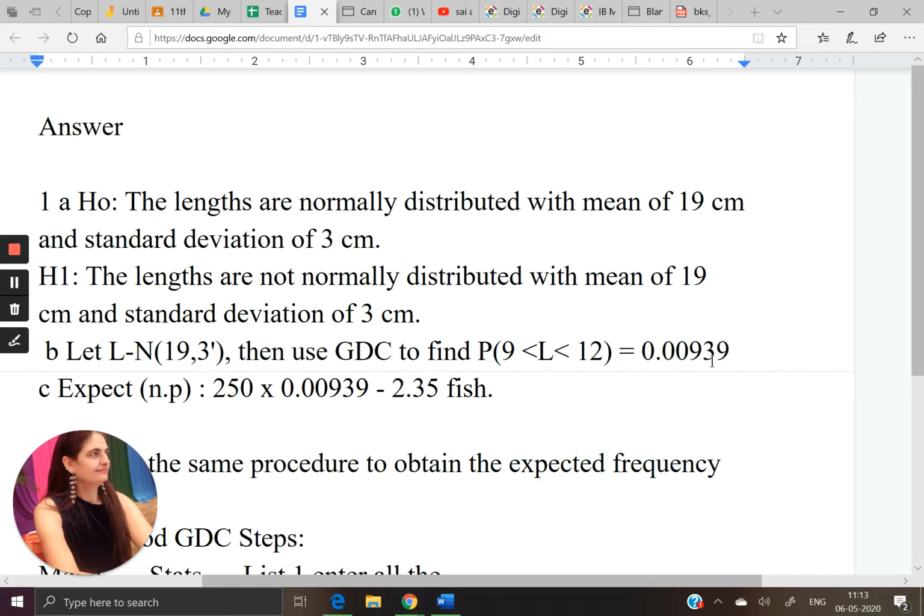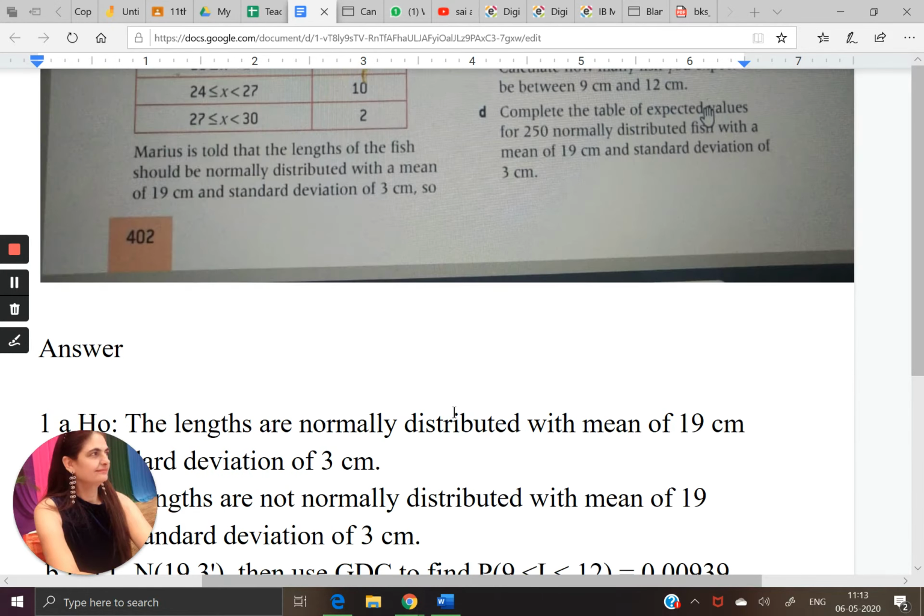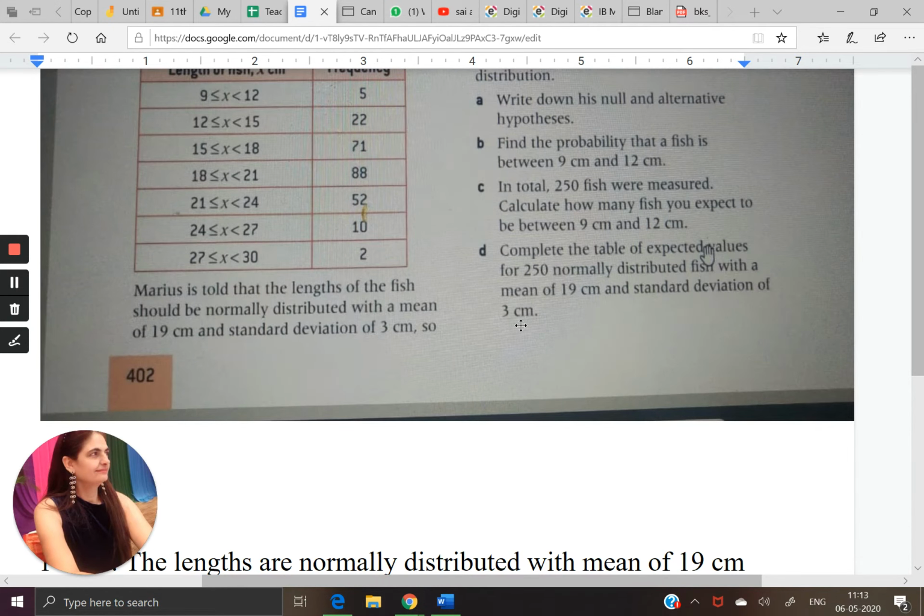Now, the C part asks us to find the expected number. So, expected number, we know that is number of trials into the probability. So, number of trials here is number of fishes which he has taken. So, it is 250 times the probability 0.009, that gives you the expected number of fishes. Okay.